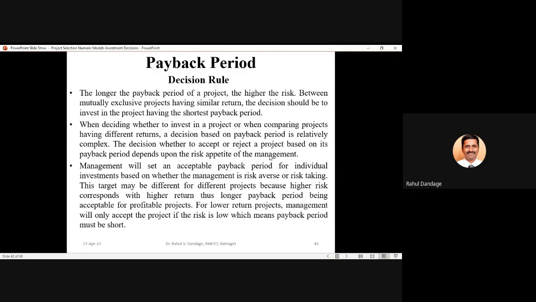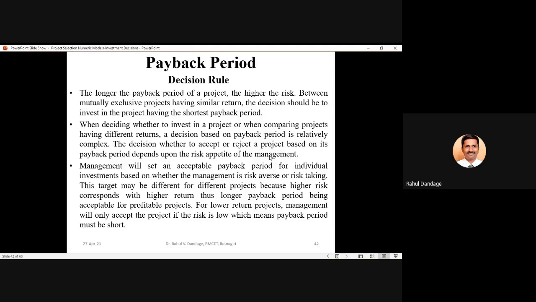Now, considering the decision rule, the longer the payback period of a project, the higher is the risk. Between mutually exclusive projects having similar return, the decision should be to invest in the project having the shortest payback period. So if you are considering mutually exclusive projects and you are supposed to select only one, then the project which has the shortest payback period should be selected.